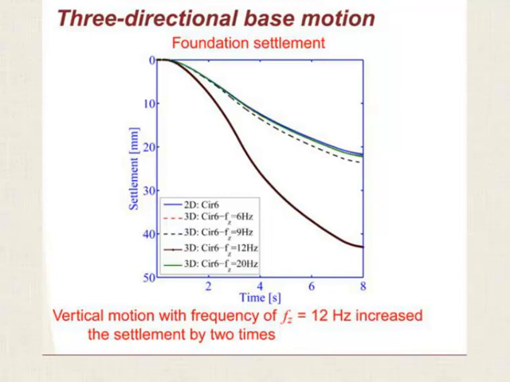When we look at settlement of the foundation, the effect of including the vertical excitation was only important, or had a significant impact, when the frequency was 12 hertz. The frequency of the vertical component was 12 hertz, and that is because it's close to the resonance frequency. In that case alone, it increased the settlement by 2 times compared to ignoring it, compared to only having the 2 lateral components.